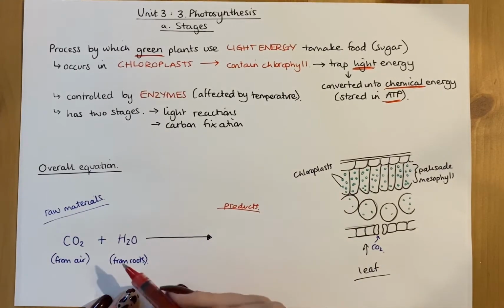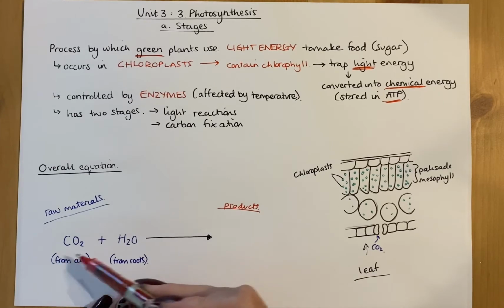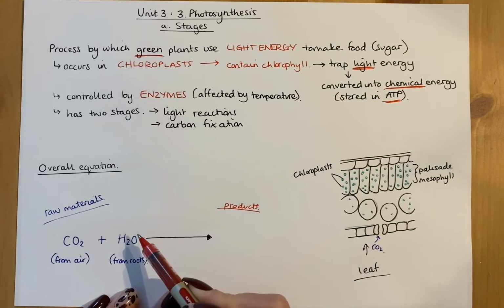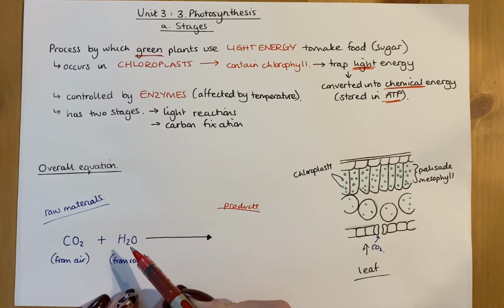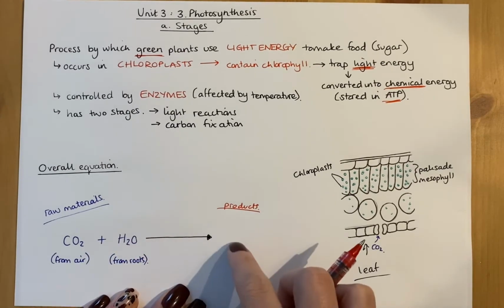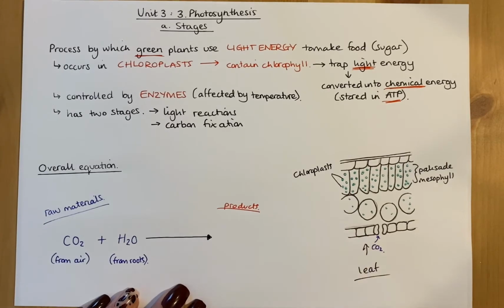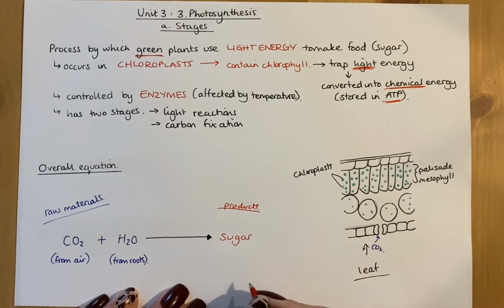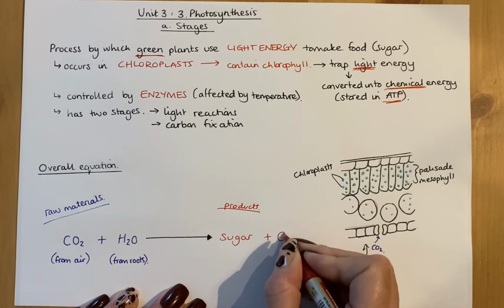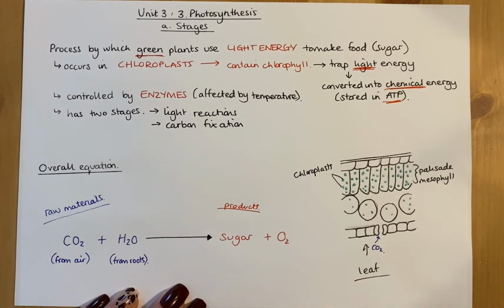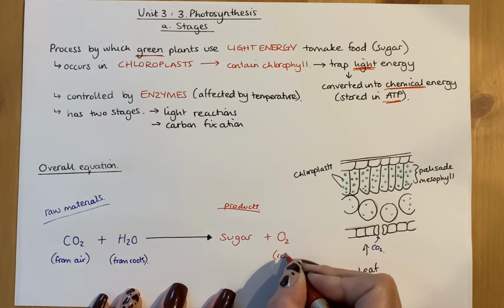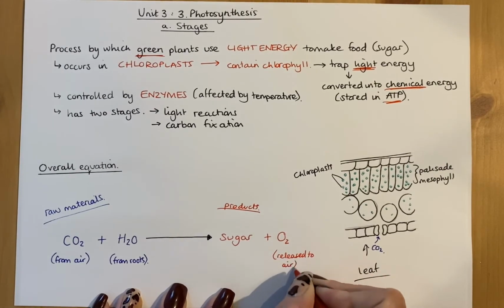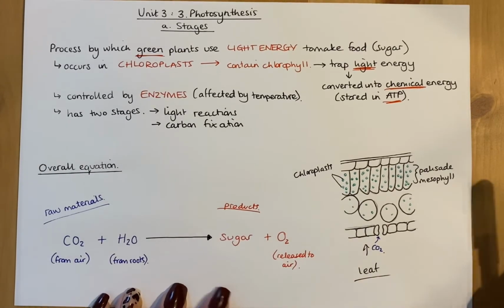Right, now you might notice that this overall equation is actually looking similar to respiration, but it's reversed. We've got CO2 and H2O being taken in, which are the two things that we produce during respiration. And the products are the two things that we would take in during respiration. So we have sugar as our main product, and then we also have oxygen as our byproduct. So oxygen is released to the air, which is how we then end up using it to breathe in.